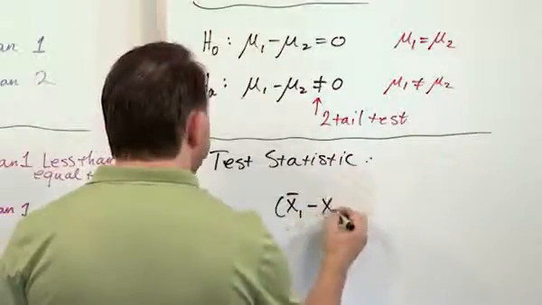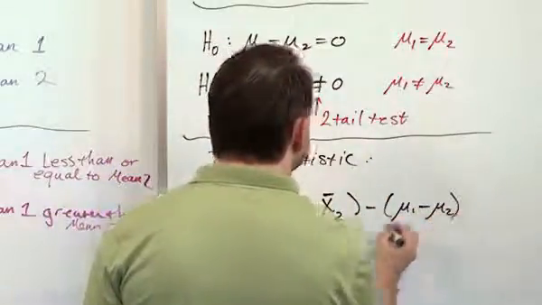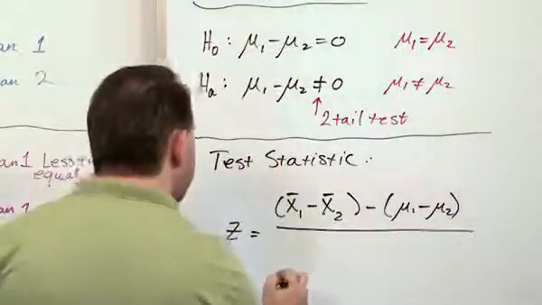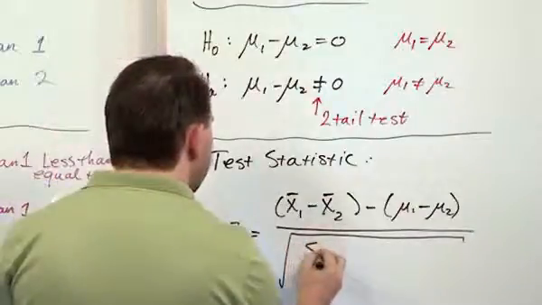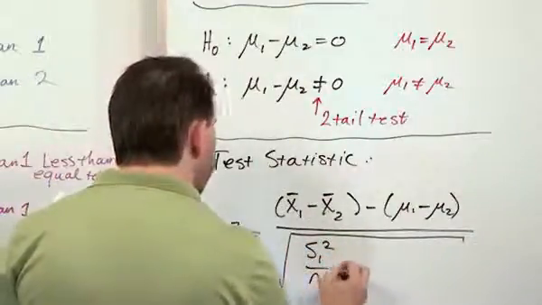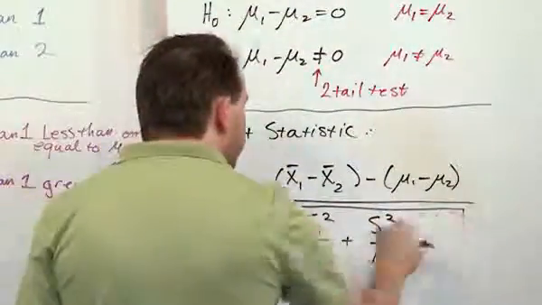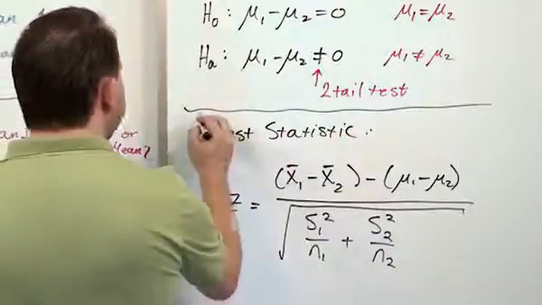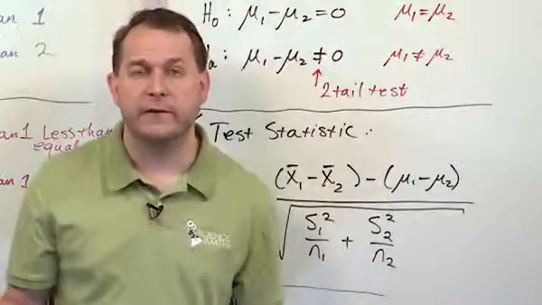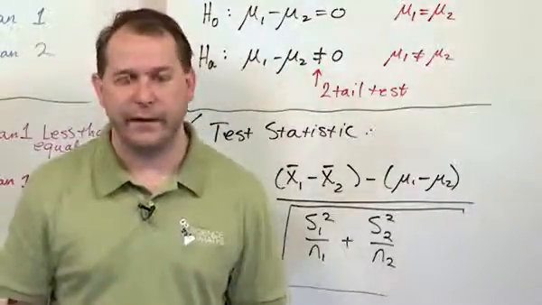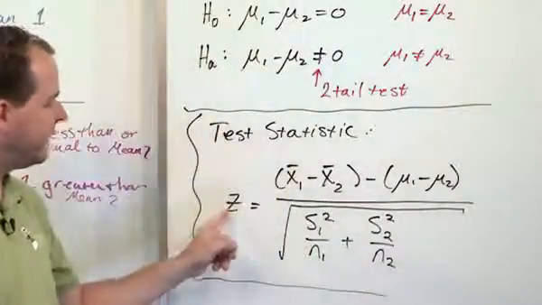z equals x1 bar minus x2 bar, minus mu1 minus mu2, over a big square root. If you remember, there was a square root on the bottom of the other test statistic also: s1 squared over n1 plus s2 squared over n2. And this is all under the square root on the bottom there. This is the test statistic that governs hypothesis testing involving two population means with large samples. In other words, 30 or greater samples, because in those cases we can use the normal distribution. The test statistic is giving us a number z.